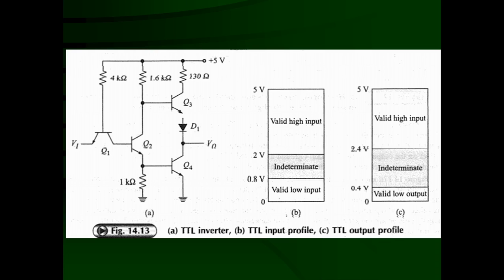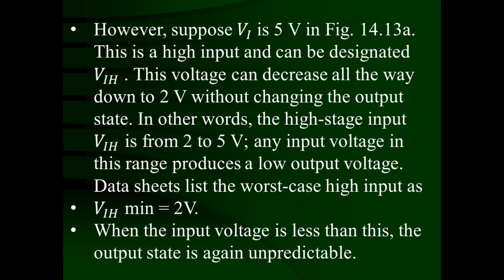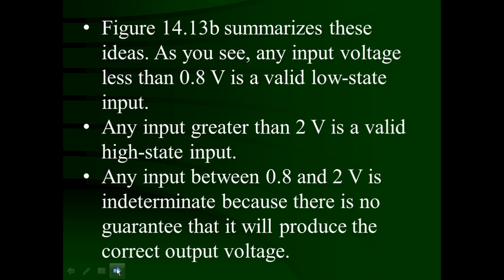Here there is a printing mistake, it should be valid low output. So, if the voltage of the output is less than 0.4 volt, it is considered to be a valid low output. And if the output voltage is greater than 2.4 volt, then it is a valid high state output up to 5 volt.